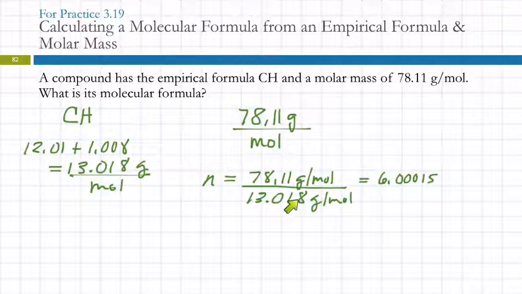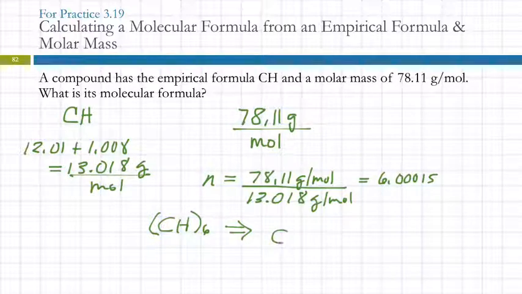This tells me that the molecular formula is 6 times as big as this. So it has 6 times as many carbons, 6 times as many hydrogens. Sometimes we'll show what we're doing by taking that empirical formula and multiplying it by 6. This is not a good answer. That's just showing how we're thinking. And so this is actually C6H6. That's the molecular formula. Any questions?